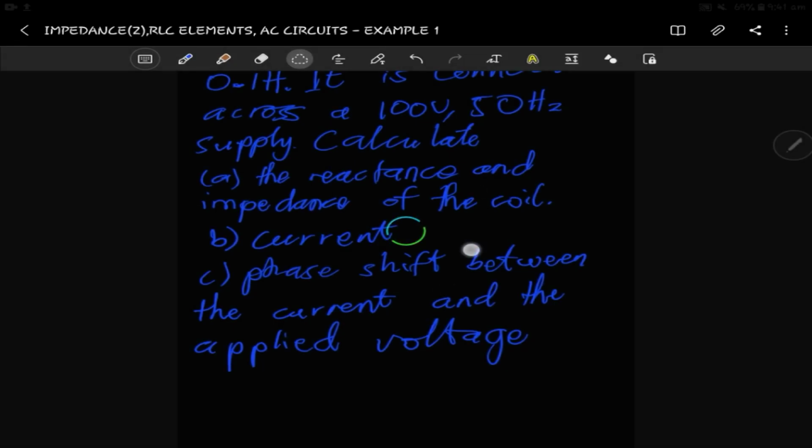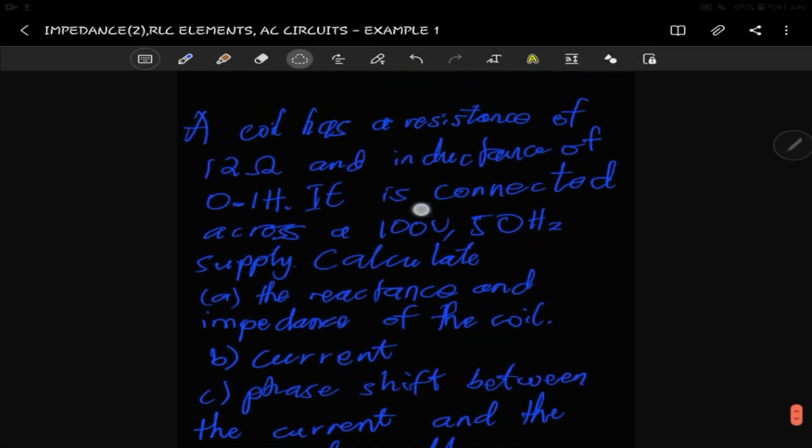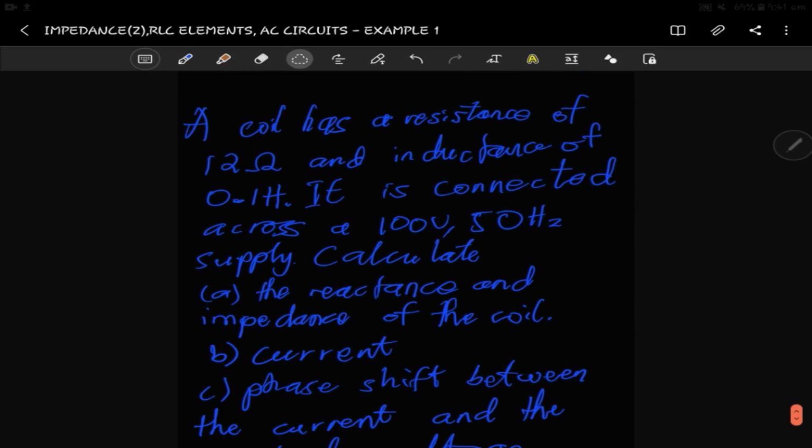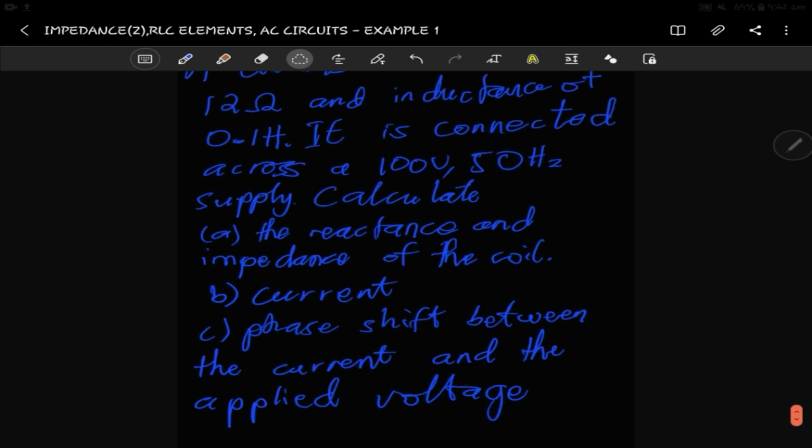So here we have an example on impedance. We're just going to solve an example to see if we really understand what we've been doing so far. It makes everything clear. A coil has a resistance of 12 ohms, inductance 0.1 Henry, connected across this voltage source. The frequency is given. Calculate the reactance, impedance, current, and the phase shift between the current and the voltage, right?